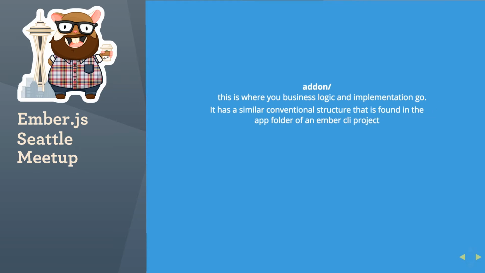Add-on. This is a folder that sits at the top of your file there, and it is basically where you put your add-on code, your implementation code. It starts out blank. It can look very much like an app folder with routes and templates and components and so on and so forth. So the structure of it is up to you, but you can follow basic conventions and they'll just work.